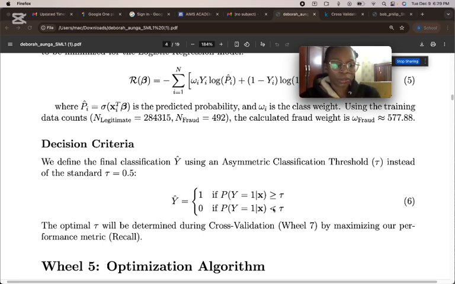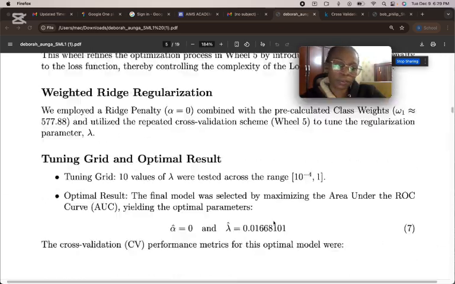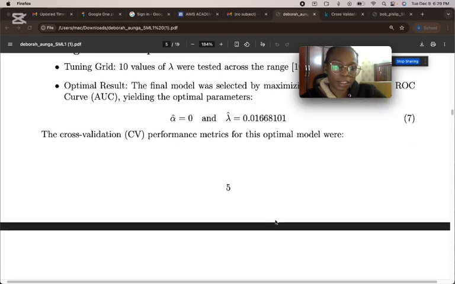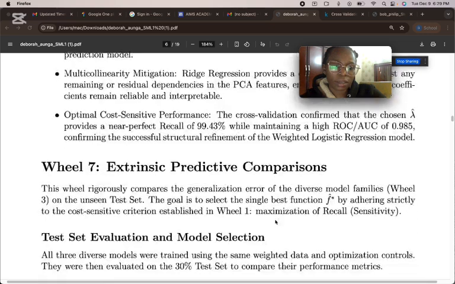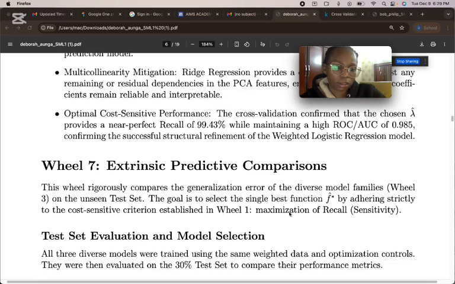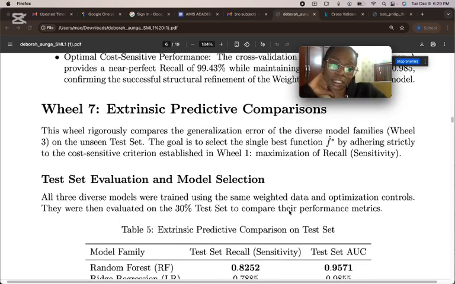Under regularization, which is wheel 6, I used a ridge penalty, where I set lambda as equal to 0 for the linear model. This wasn't arbitrary. It was essential to stabilize the coefficients and provide robustness against the massive financial outliers found in transaction data.